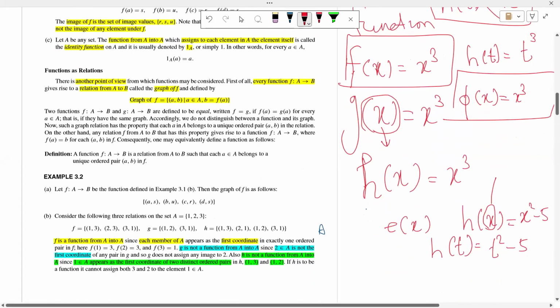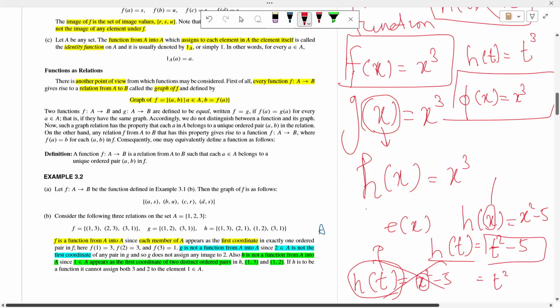Depending on the variable I mention here, my function must be in that variable. If I write h of t is equal to x squared minus 5, it is wrong. If I write it this way, it indicates t is my variable, so definitely I cannot put x here. It always becomes t squared minus 5. Just think about that one.